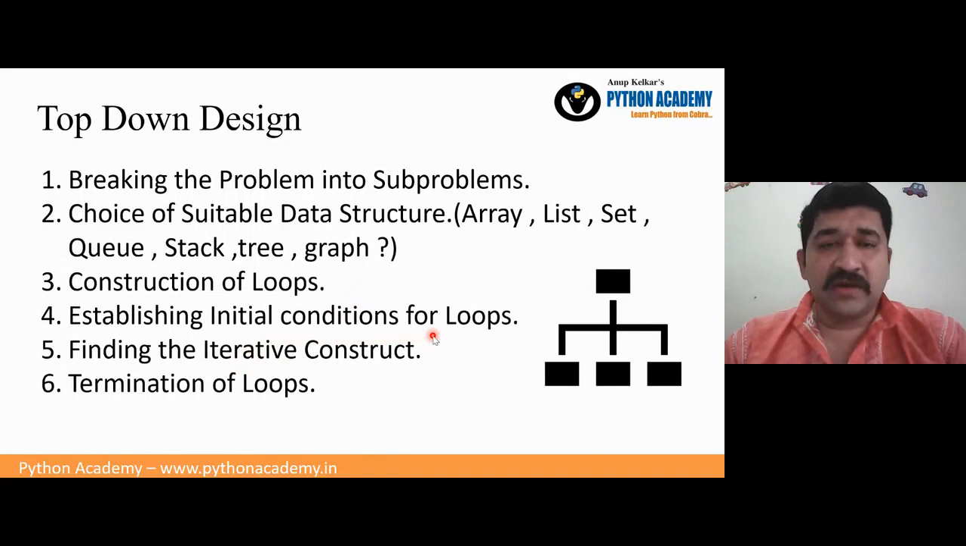Establishing the initial condition of the loop: as I said, when you construct a loop, you make sure what should be initialized. In a simple while i is greater than 10, i should be initialized with some value. Okay, is it 9, 10, or 11? Finding the iterative construct: when you write the while loop, when you write the for loop, how iteratively I can go one step ahead at a time. And termination of the loop, and that is important, because if I don't terminate, I may have an infinite loop. That is again a problem, as everyone knows that an infinite loop will create a problem.